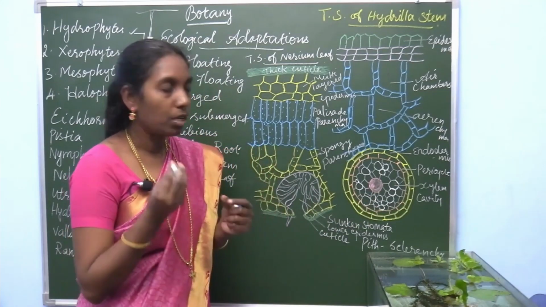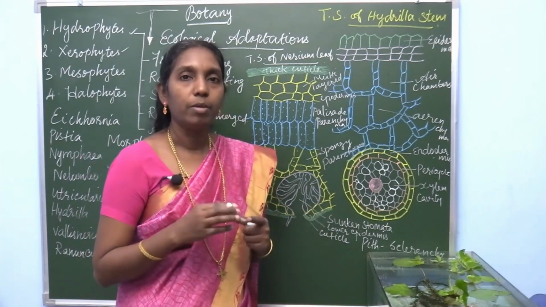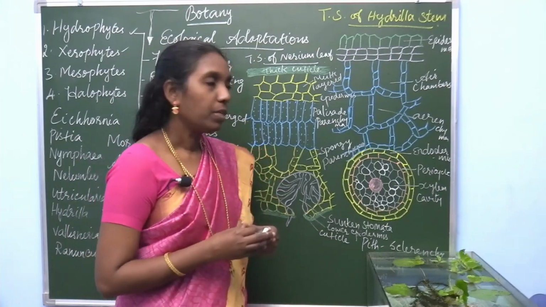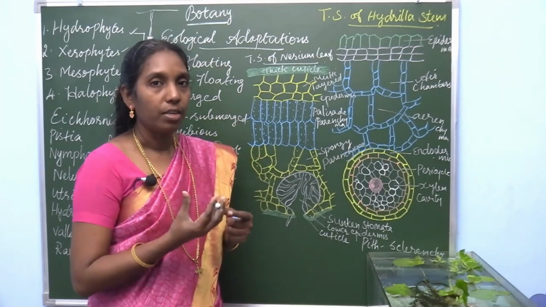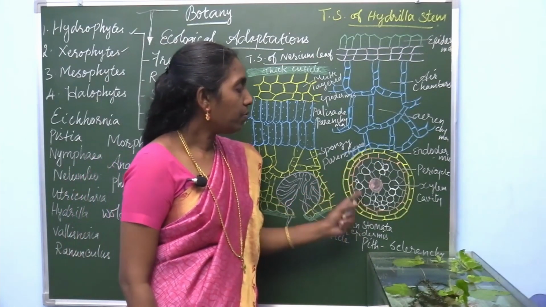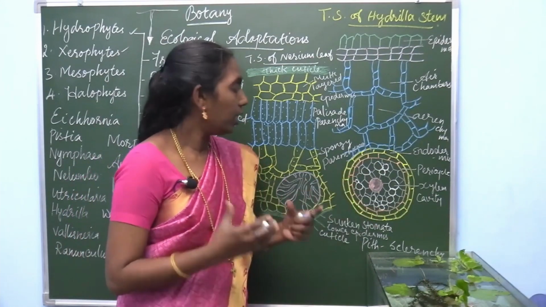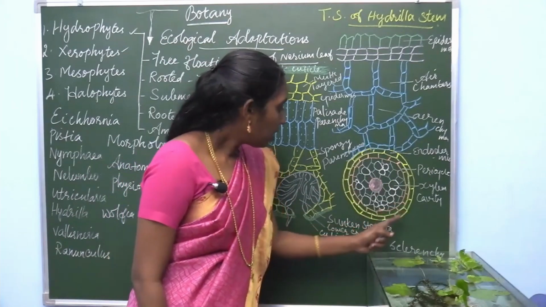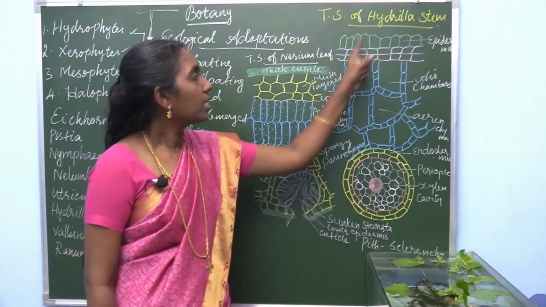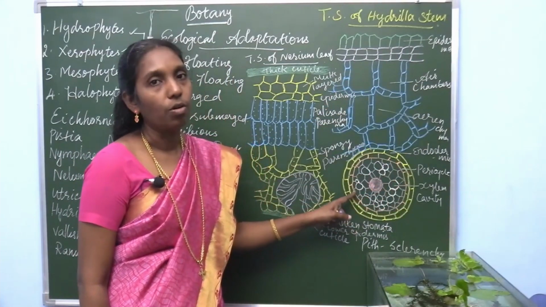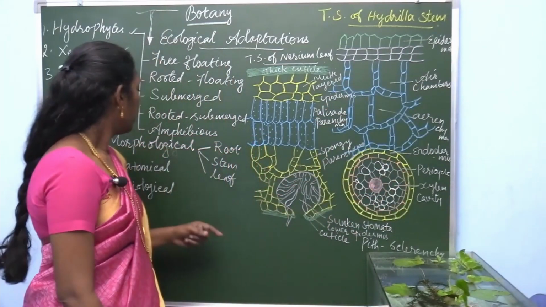The xylem and phloem are poorly developed. In the emerging forms, they are well developed. In the beginning stage they are well developed, but later they are poorly developed. Then the pith is made up of sclerenchyma. These are the anatomical adaptations of hydrophytes.